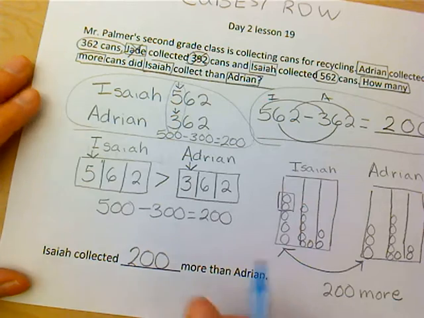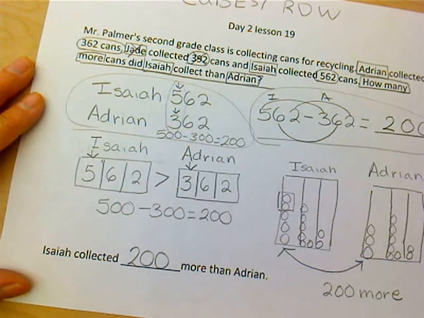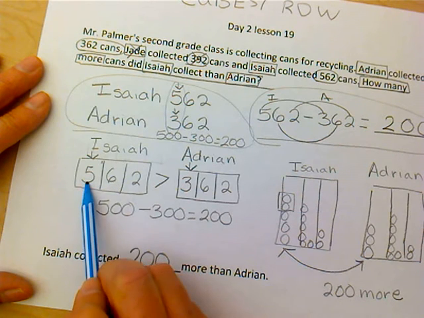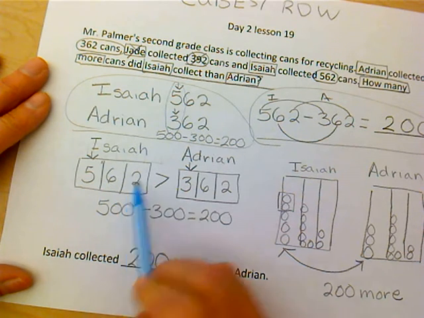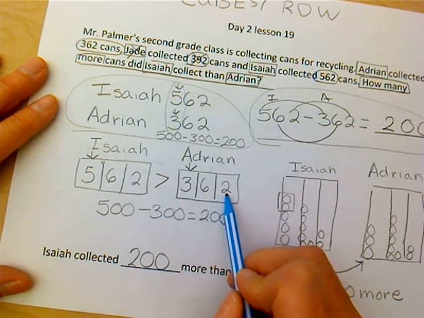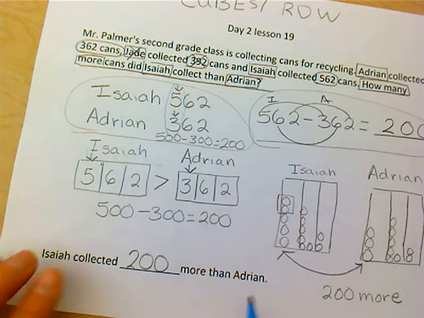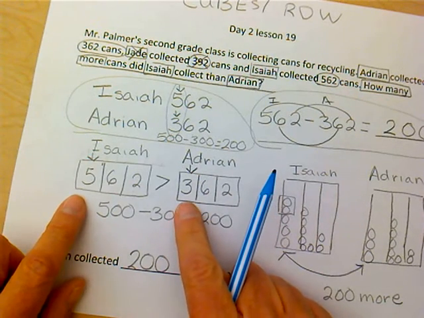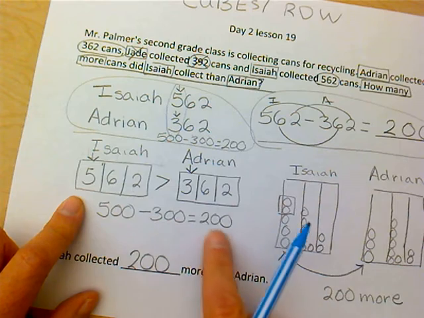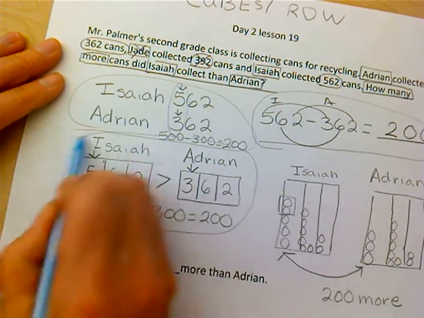Then I also looked at this thinking about Isaiah, and I put things in my place value chart: 500, 6 tens and 2 ones, 300s, 6 tens and 2 ones, with 562 being greater than 362. The place where I'm seeing a difference is in my hundreds, so I took 500, take away 300, gave me 200. That's another possible way that it could have been done.